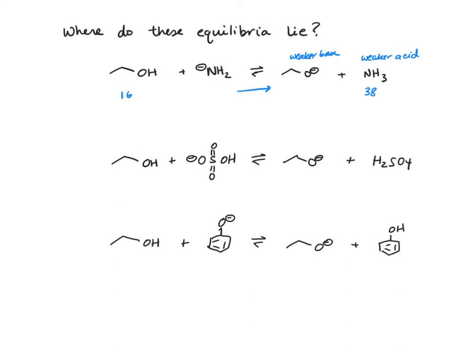In our next example, we're comparing our alcohol with sulfuric acid, and sulfuric acid has a pKa of -9, and that is smaller than the alcohol, so our equilibrium is going to lie to the left in this example.